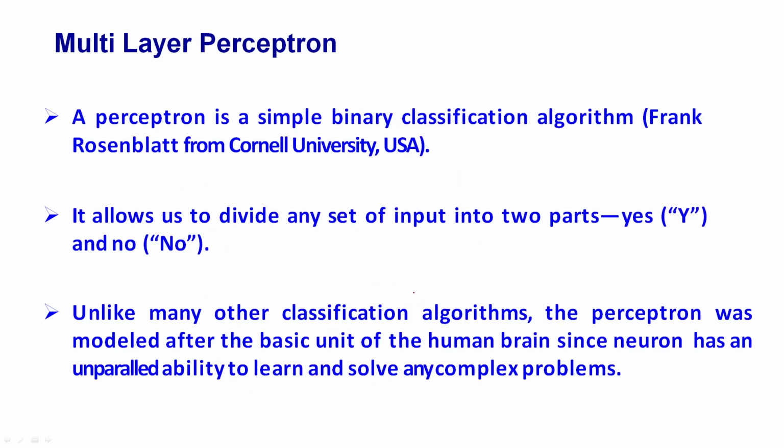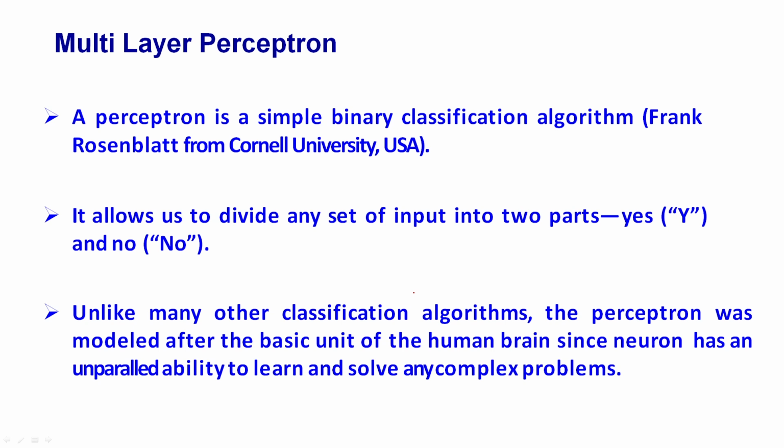Well, in order to understand that, we first have to go to what is called the perceptron. The perceptron was discovered by Frank Rosenblatt at Cornell in the USA. It is nothing but a simple binary classification algorithm. It allows you to divide the input data into two parts, yes or no, that is y or n. Unlike many classification algorithms, the perceptron is modeled as a basic unit of the human brain. The neuron has an unparalleled ability to learn and solve complex problems. That is why Frank modeled the perceptron like a neuron.